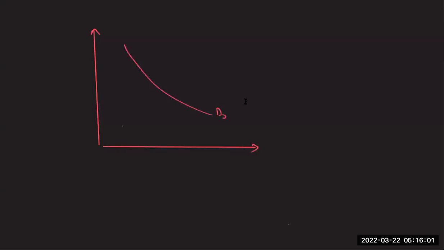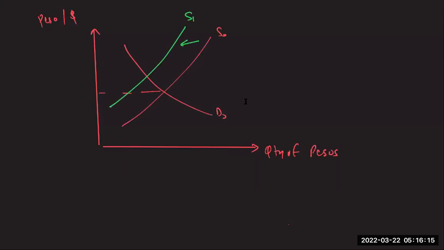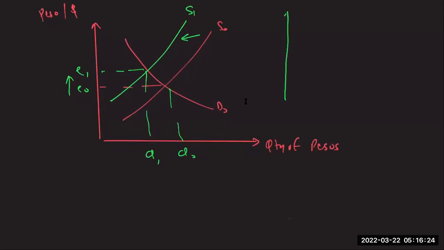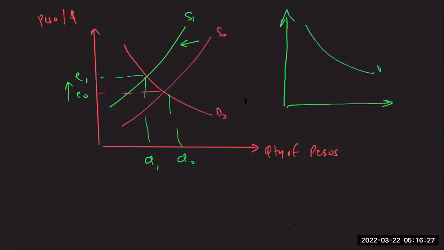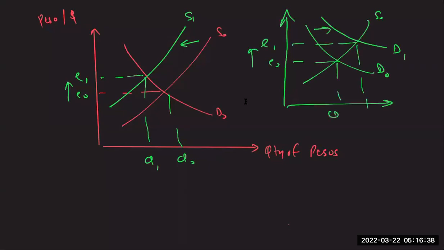So if this is my demand and supply, this is peso per dollar, right? This is quantity of pesos. We believe the supply curve will shift backward, causing the exchange rate to go up. Now, you can also say that if this is demand and supply of pesos, the demand for pesos goes up because somebody is buying pesos. The result is the same. The exchange rate will go up.